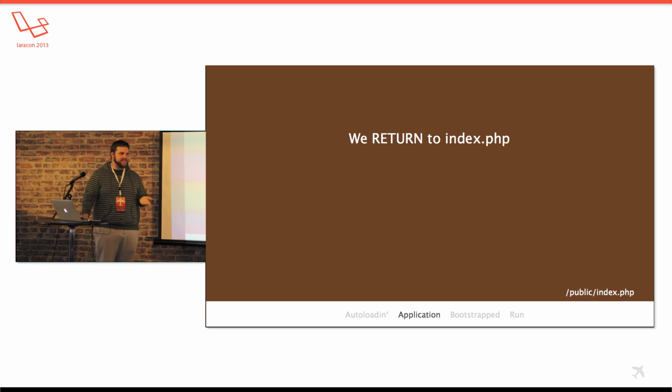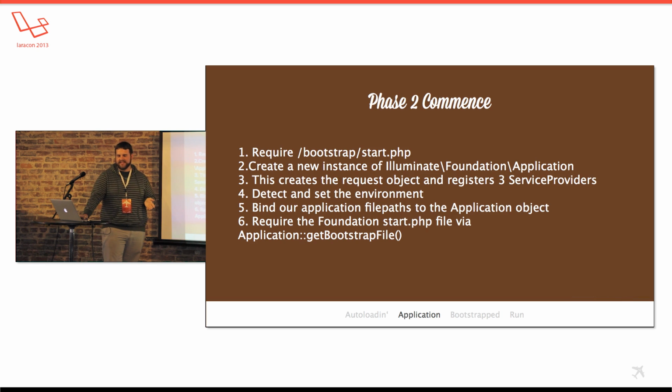We return to index.php, and phase two commences. First, we require bootstrap start.php. We create a new instance of Illuminate Foundation Application. This creates the request object and registers three service providers. We'll get into what these things are. We detect and set the environment. We bind our application file paths to the application object. And then we require the foundation start.php file via application's getBootstrapFile. And that sort of begins the next phase.